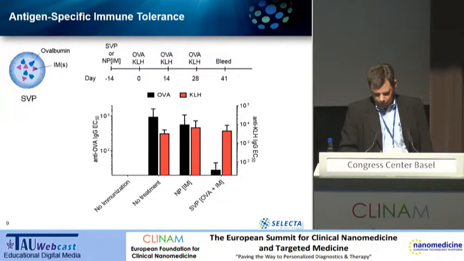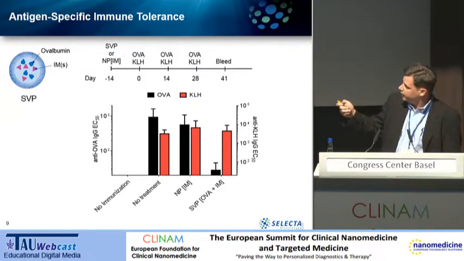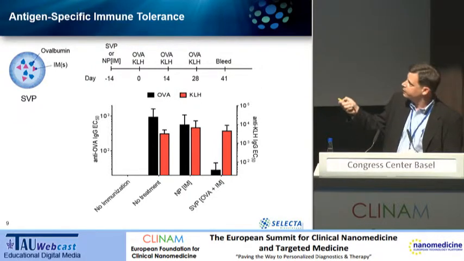So this is an example just using some model antigens to show the antigen specificity. This is a particle with OVA inside it plus the immunomodulator. We give that on day minus 14. Then on day 0, 14, and 28, we give the mouse an injection of both OVA and KLH, both immunogens. And what you can see with no immunization, these are the log scale titers. This is for OVA, this is for KLH, OVA in black and KLH in red. So if we don't do any treatment here, you can see what the normal response is.